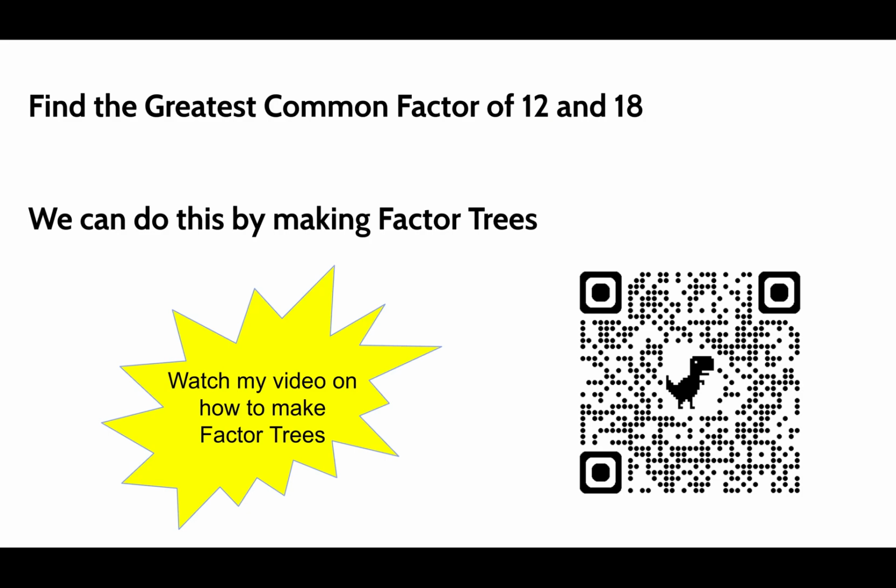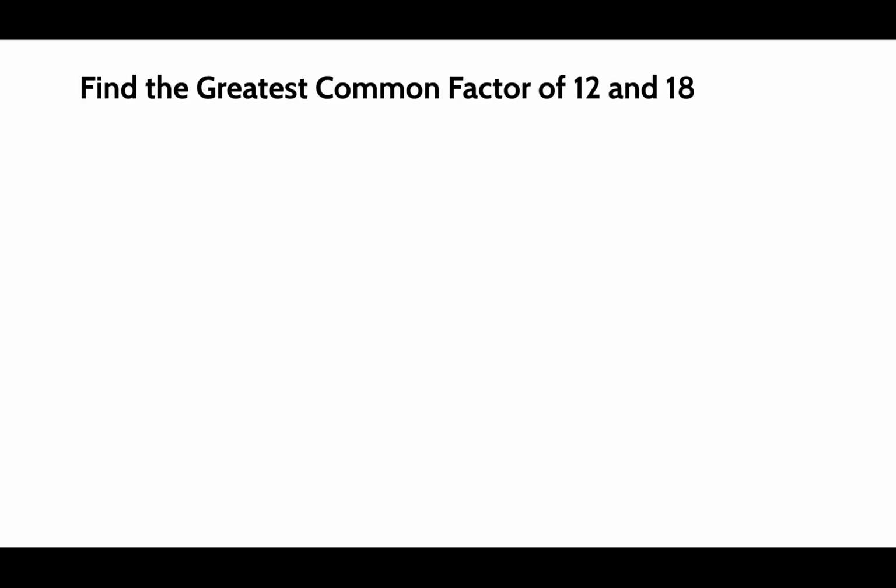We'll start with the example of the greatest common factor of the number 12 and 18, and we can do this by making a factor tree. If you haven't seen my video yet on how to make factor trees, you can use the QR code to the right. So now let's find the greatest common factor of 12 and 18.